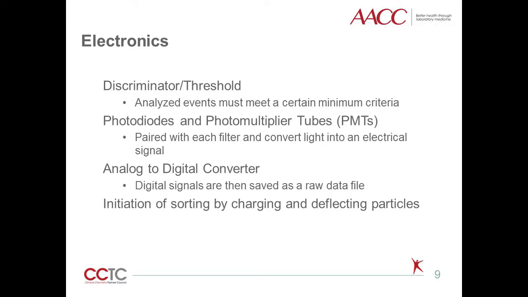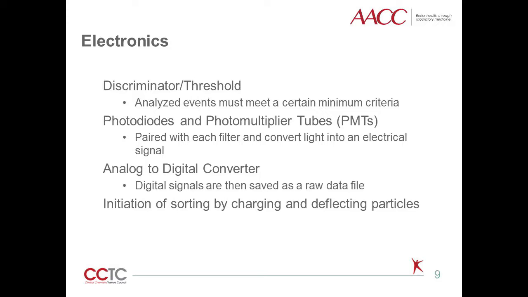Last but definitely not least is the electronic system. The electronic system uses a discriminator or threshold to restrict the events that are analyzed. Only events with a signal greater than the defined threshold will be included. Because only a finite number of events can be acquired per second, this ensures that debris and other unwanted events do not prevent the events of interest from being acquired.